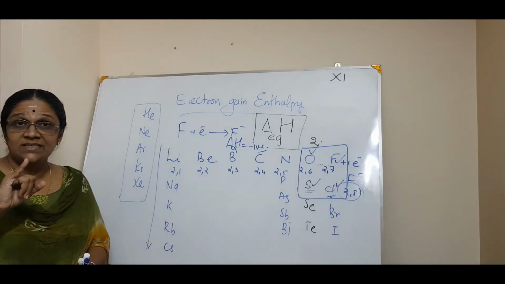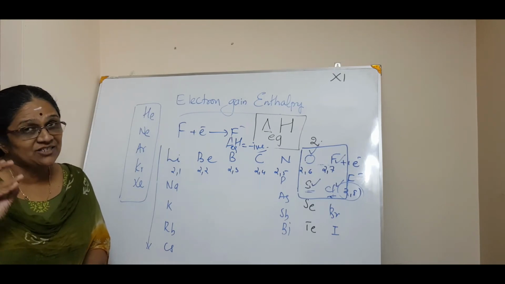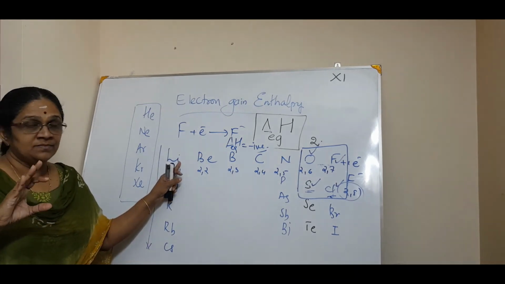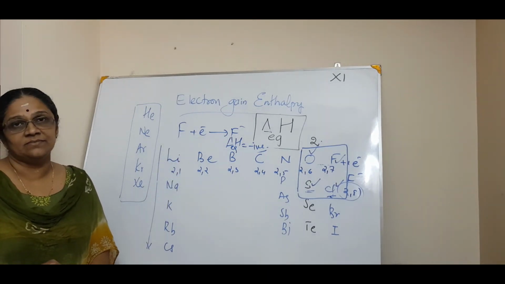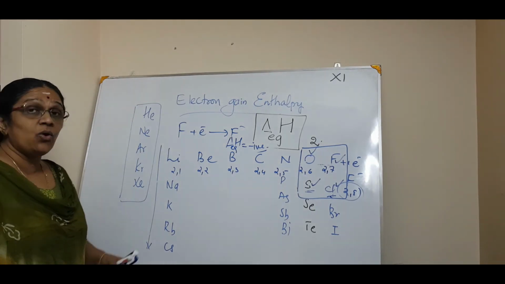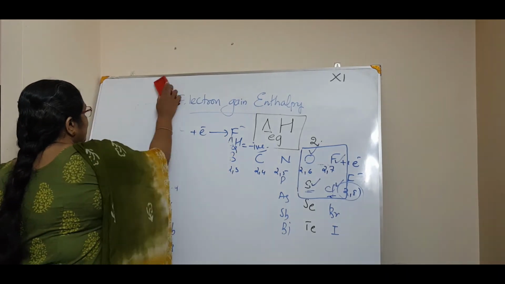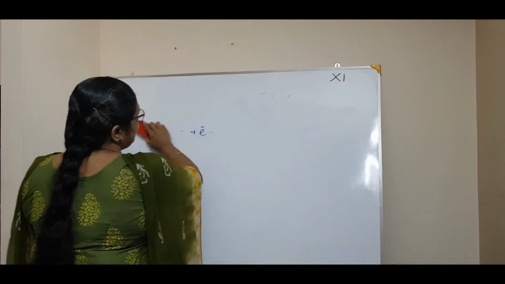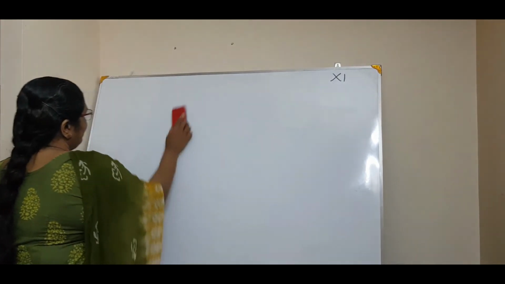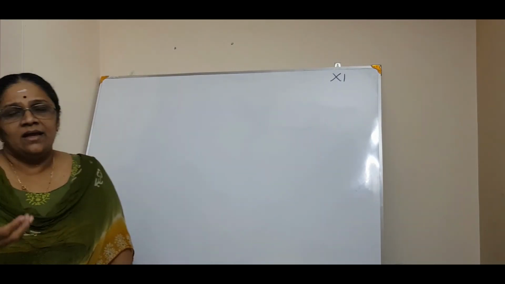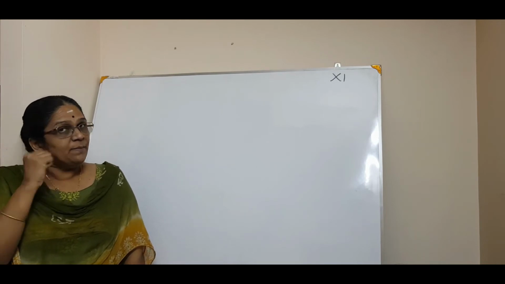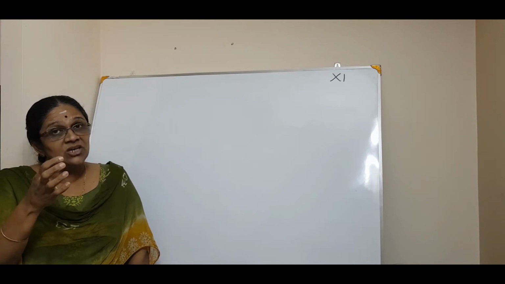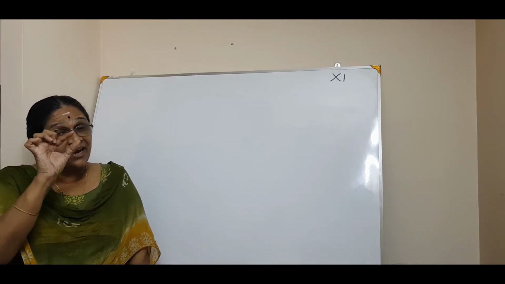First one is atomic radius, second is ionization potential, third is electron gain enthalpy, and the last is electronegativity. Today we will see what is electronegativity. I think you know the definition of electronegativity, isn't it? What is electronegativity? Electronegativity means the tendency of an element to attract a shared pair of electrons.